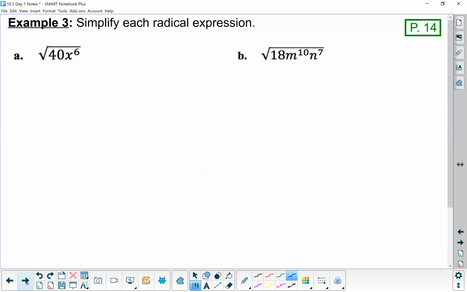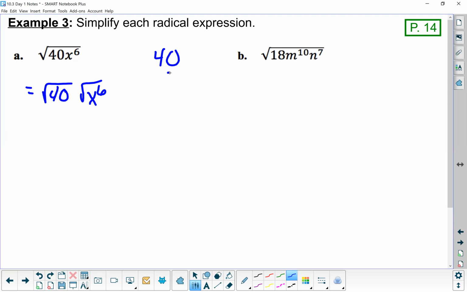So here we have a couple to work on. The square root of 40 x to the 6th. So we're going to try to simplify the square root of 40, x to the 6th. 6 is even, so we will not have x to a power underneath the square root times the square root of x. It's just going to be the square root of x to the 6th. We'll simplify that in a minute.